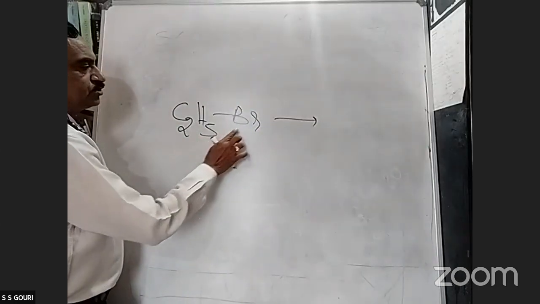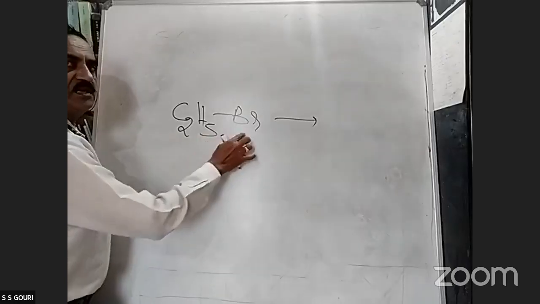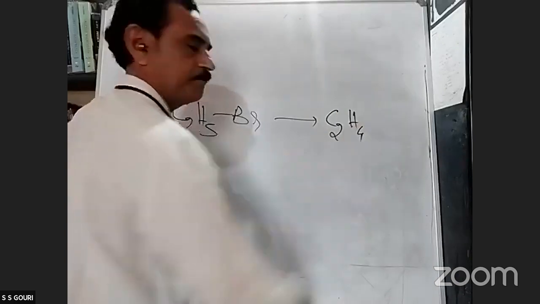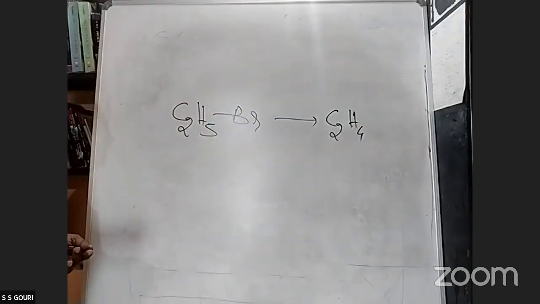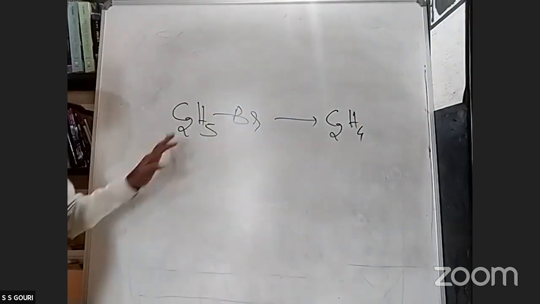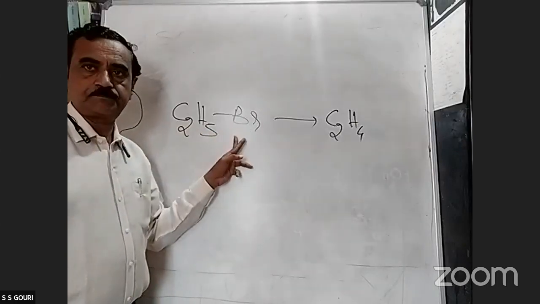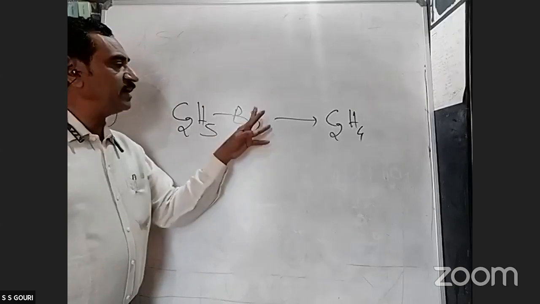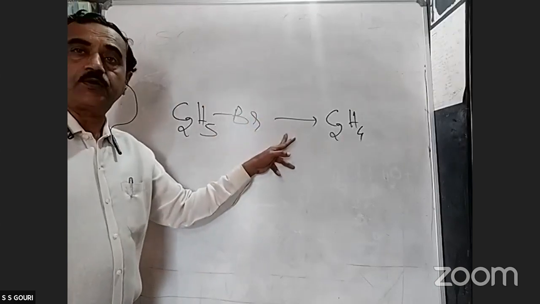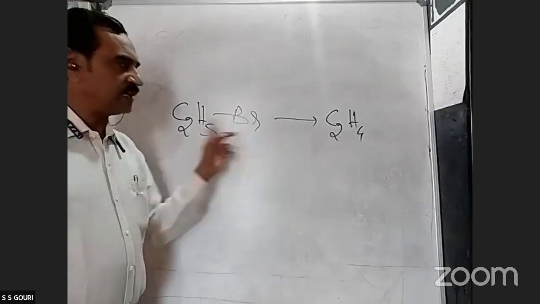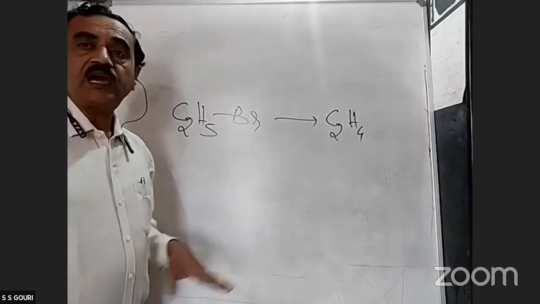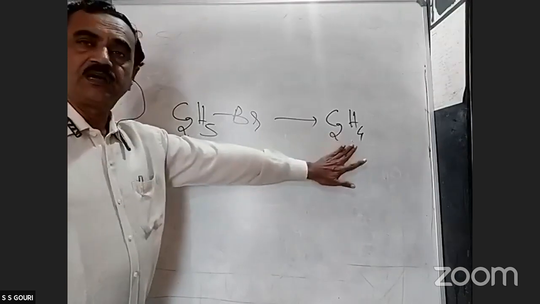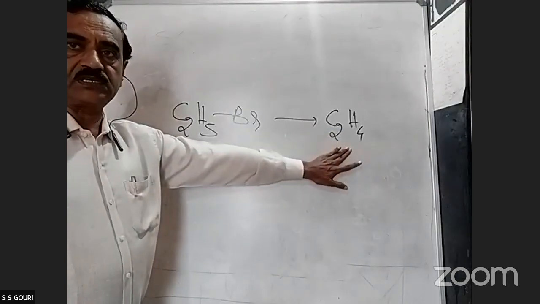From this, I remove one HBr. When HBr is removed, what remains? C2H4. We call it elimination because we remove HBr from this. How is it removed? By reaction with alcoholic KOH. This reaction is called dehydrohalogenation, in particular in the preparation of alkenes. You had come across this.